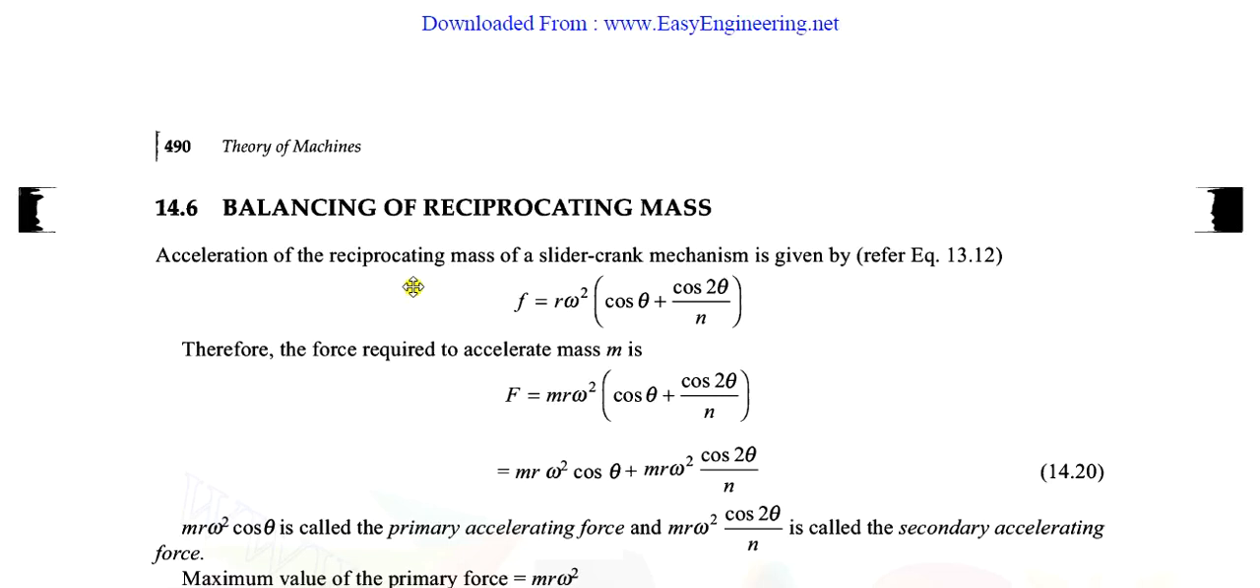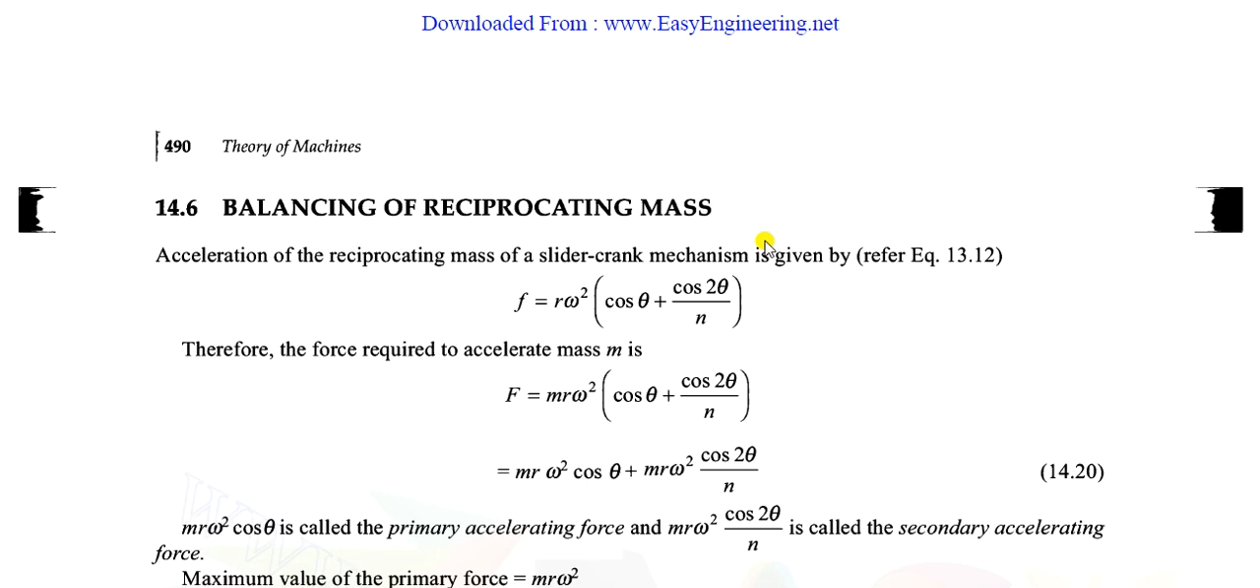Good morning, students. So we will start balancing of reciprocating masses. We have completed balancing of rotating masses. In balancing of rotating masses, there were two main concepts: static balancing and dynamic balancing, and we solved the problems of static and dynamic balancing by two methods: the graphical method and the analytical method. We also saw what conditions are required to balance in the static and dynamic cases.